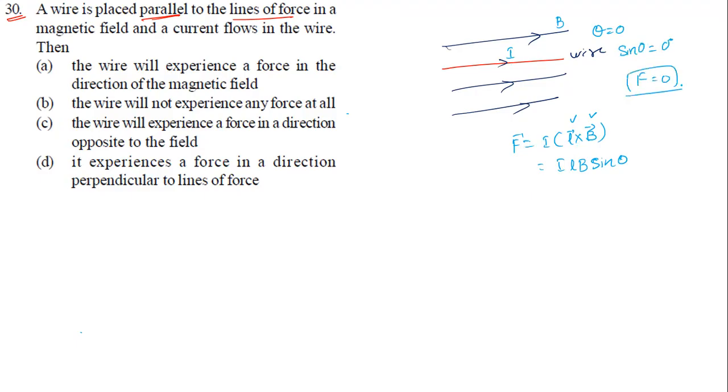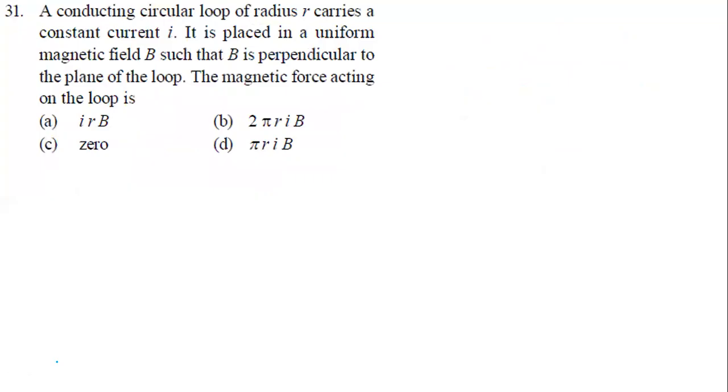Then the force becomes 0. Will the wire experience a force? No, it will not experience a force at all. The first option is wrong. Will the wire experience a force in the direction opposite? No. In the direction perpendicular? No. So what is the right answer? B is the right answer. It will not experience a force at all. That is the answer for question number 30. Okay, that's clear? So it is the concept of force on a current carrying conductor placed in a uniform magnetic field.